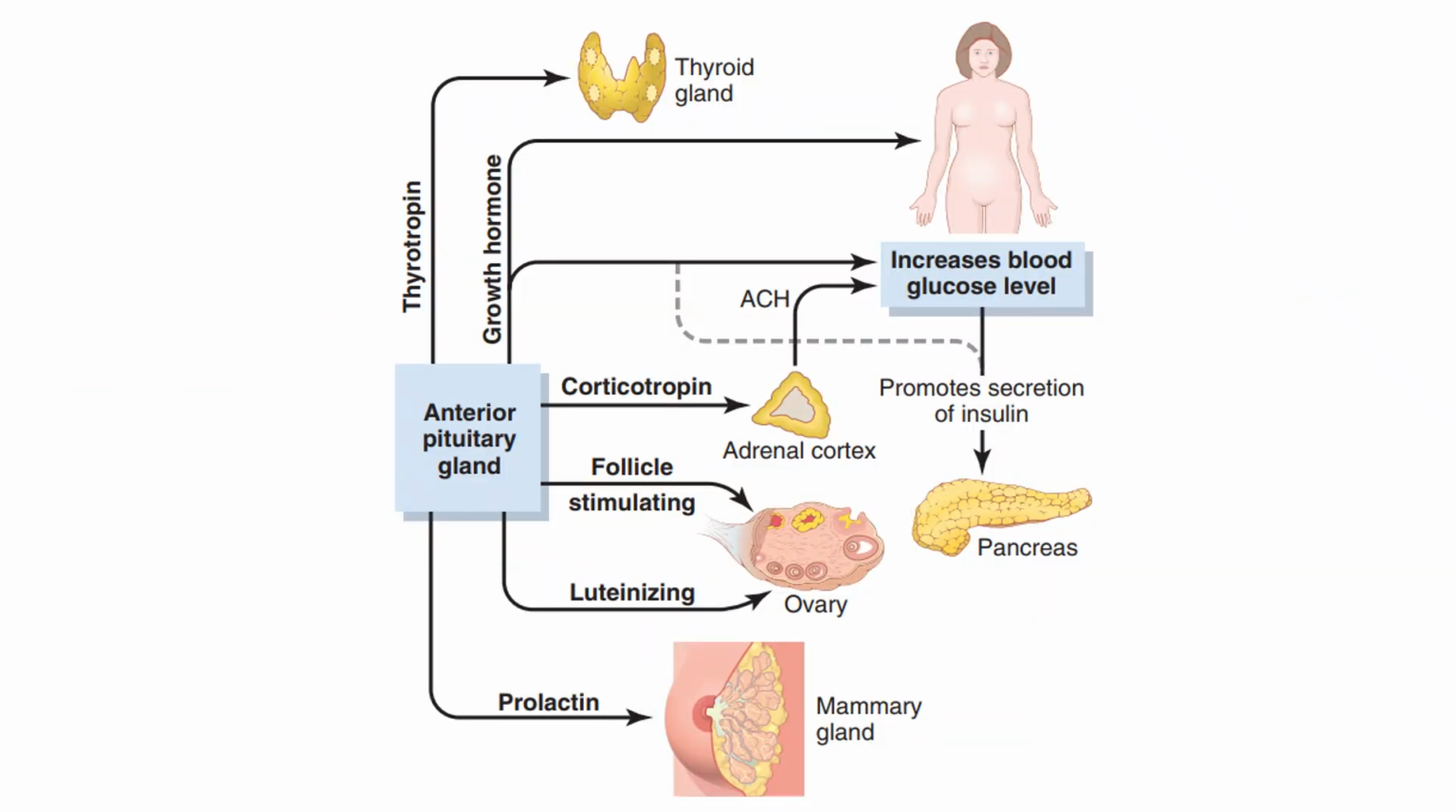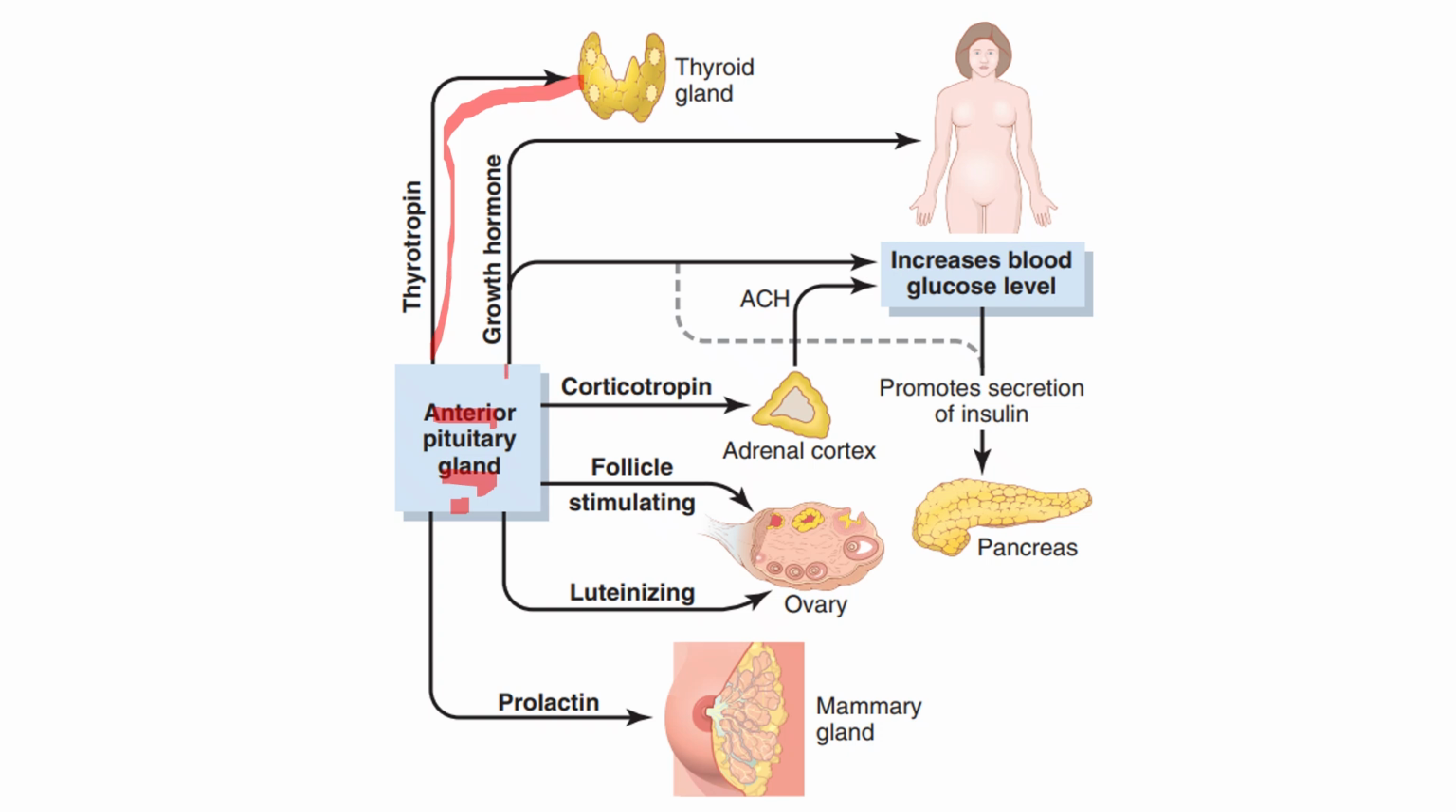This illustration shows the anterior pituitary gland releasing six key peptide hormones, each targeting a specific gland and tissue. The thyrotropin or thyroid stimulating hormone targets the thyroid gland, and its function is to stimulate the secretion of thyroid hormones, both T3 and T4, which regulate metabolism in most of the tissues.